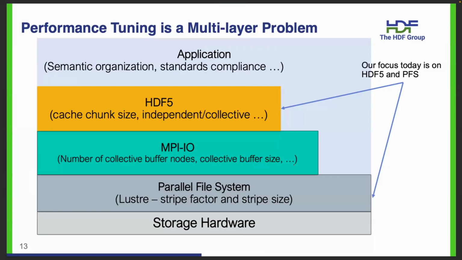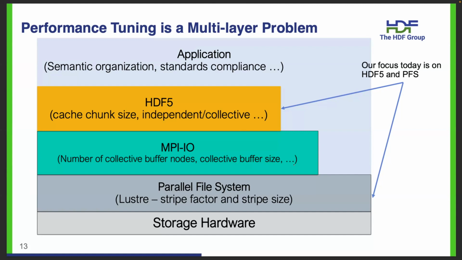So this is just an overview of performance tuning. In parallel, it's a multi-tier problem. Of course, you have the HDF5 layer where you can tune it. And as mentioned, you can tune it with the cache chunks, whether you're using independent or collective. Then you can also tune under that layer, since the MPIO driver uses MPIO, of course. You can also tune at the MPIO layer.